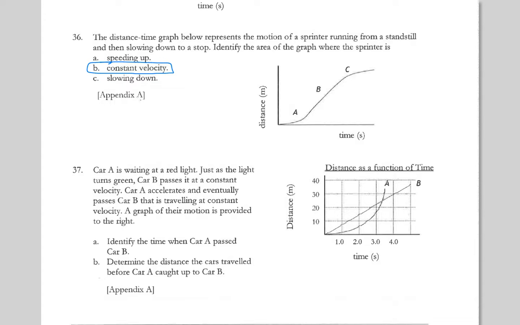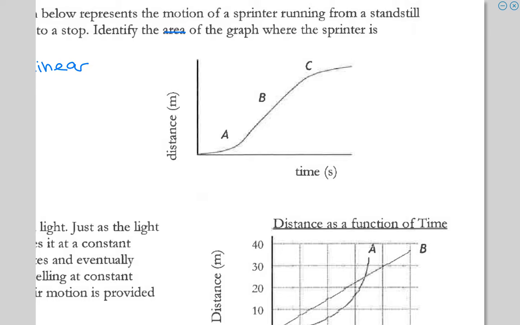For a constant velocity, your dt graph should be linear. What portion, I don't know, just change that word area. Let's change that to portion or section. Maybe section would be better. What section of that graph looks linear to you? B. So this is where he's traveling at some constant velocity. Now, if you look at A and C, they're curved like a quadratic, the parabola shape.